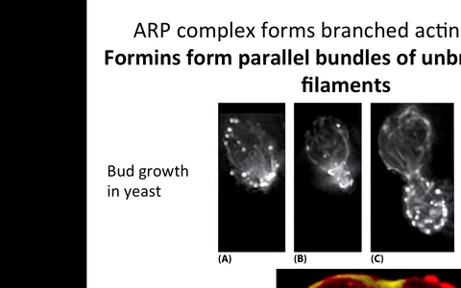Okay, so I just said ARP forms branched actin networks. Formins form parallel bundles of unbranched actin filaments. So we have the branching, and then we have parallel, right? Parallel bundles of unbranched actin. And so these are often involved in contractile functions. My favorite is usually any form of cytokinesis, any form of cell division. You're going to have some kind of tightening around the center and pinching off into two different cells.